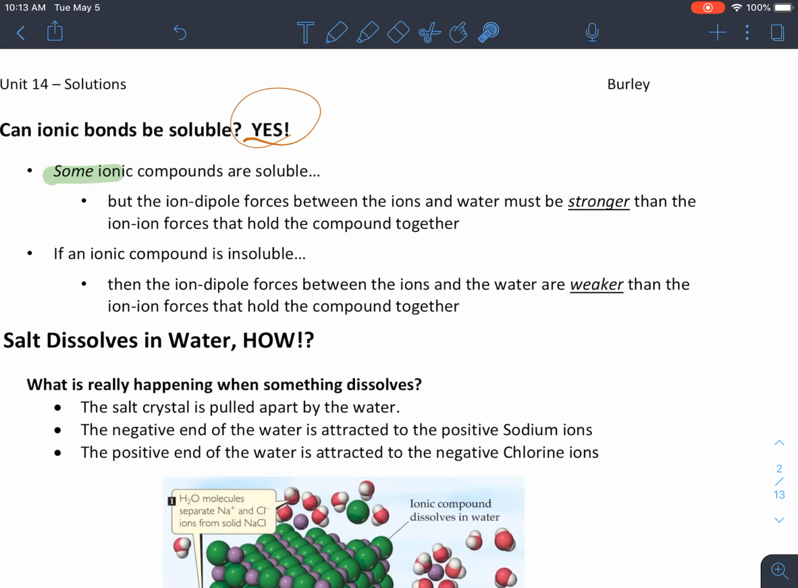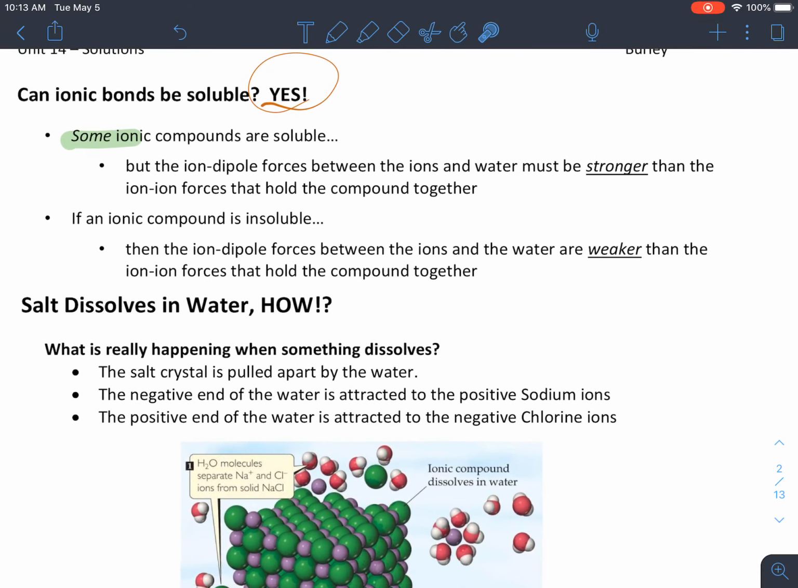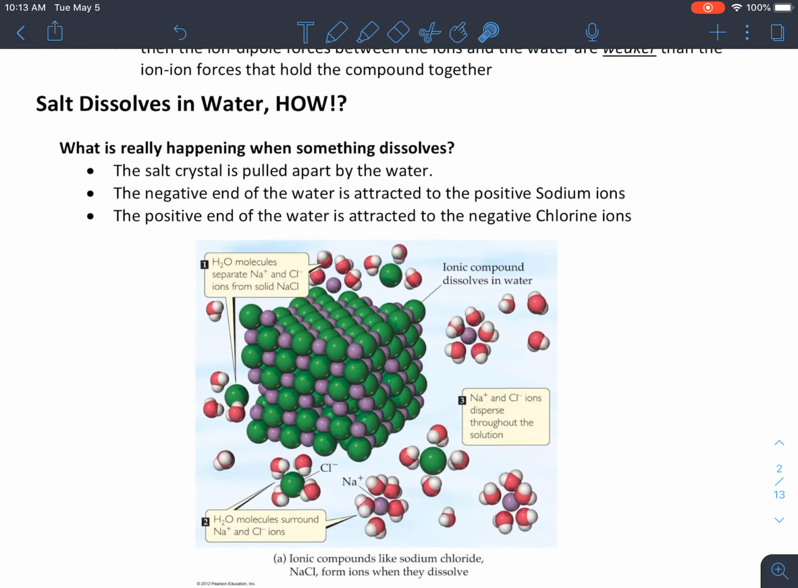And we're going to take a look at what makes them stronger versus weaker on this image at the bottom here. Then I have here, if an ionic compound is insoluble, then the ion dipole forces between the ions and the water are weaker than the ion-to-ion forces. So the full positive and full negative would have a stronger attraction to each other than a polar water and the ion dipole forces.